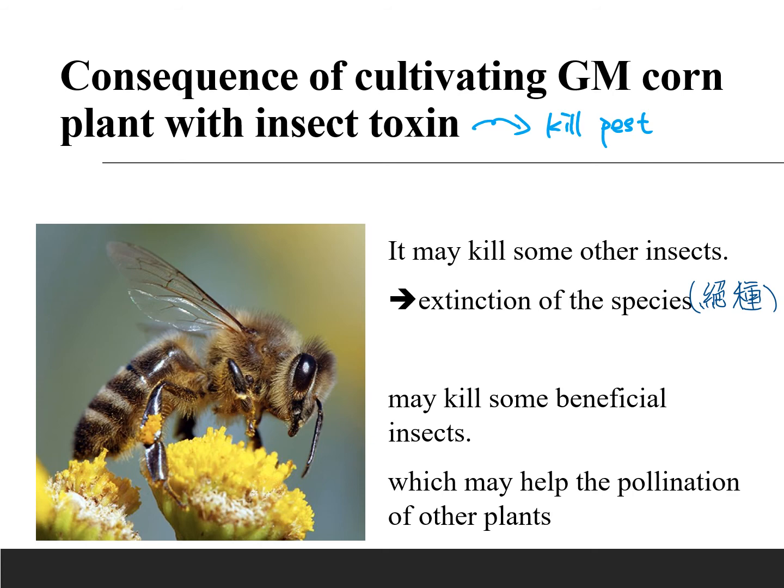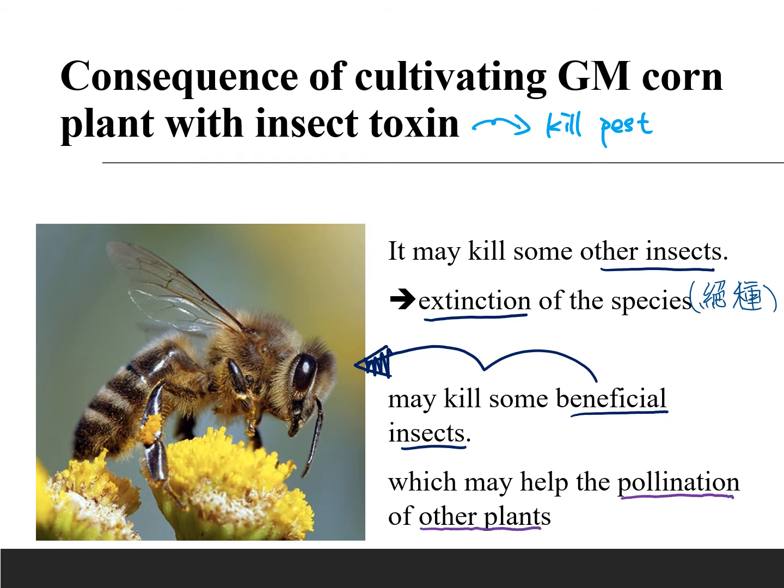However, if you GM the plants and allow them to release some insect toxin, sometimes it will not only kill the pest, it will also kill other insect species, and lead to extinction. And not only extinction, these insect toxins might also kill some beneficial insects, such as bees. These bees are very helpful in pollination of plants.